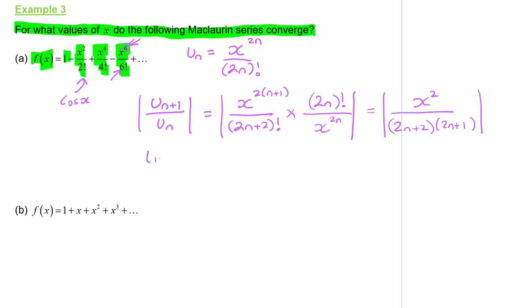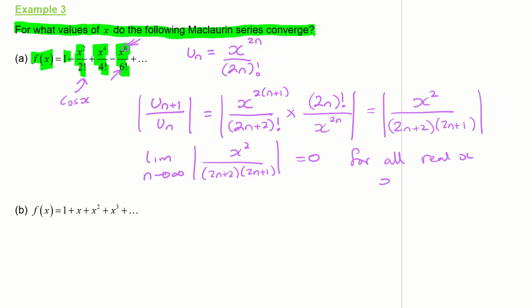And if we look at the limit as n tends to infinity of x squared over 2n plus 2, 2n plus 1, then no matter what x is, that is going to tend to 0 for all real x. So therefore this one converges for all real values of x.